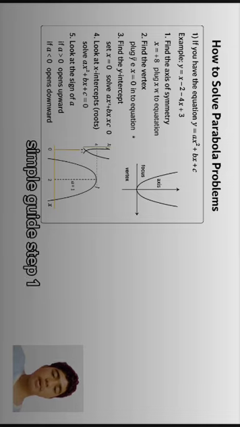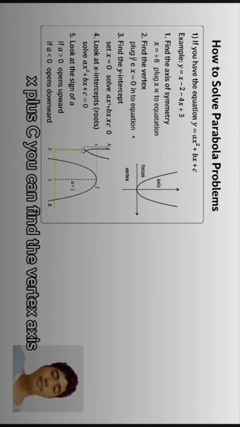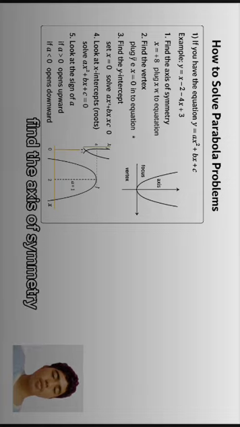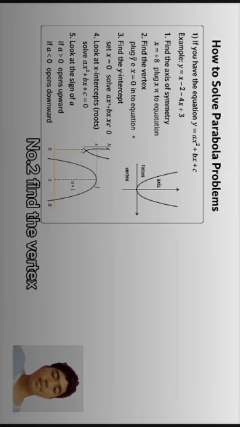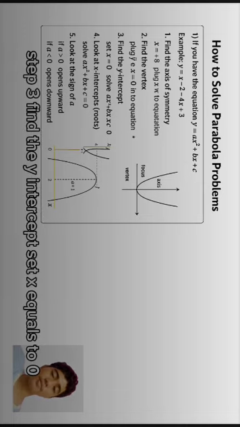How to solve parabola problems. Simple guide. If you have the equation y equals ax squared plus bx plus c, you can find the vertex, axis, intercepts, and shape. Step 1. Find the axis of symmetry: x equals negative b over 2a. Step 2. Find the vertex. Plug the x value into the equation to get the y.